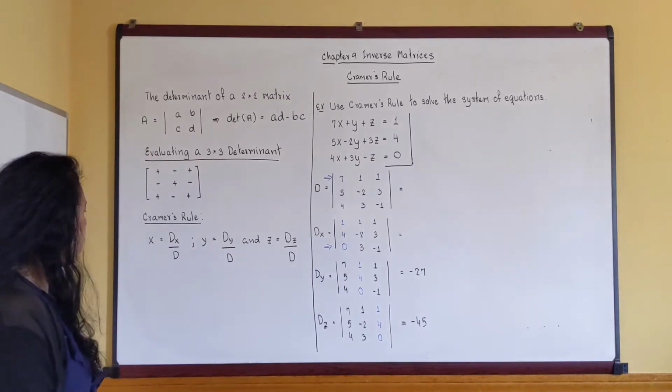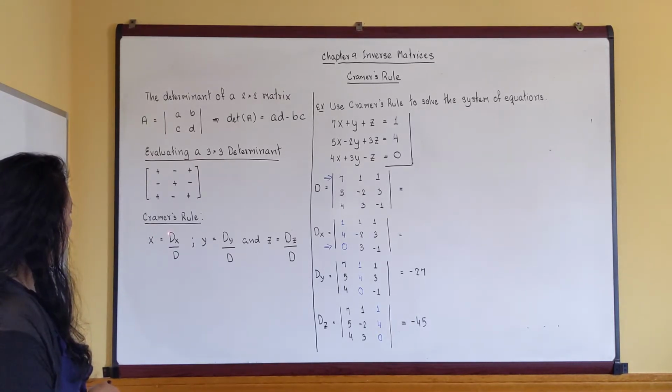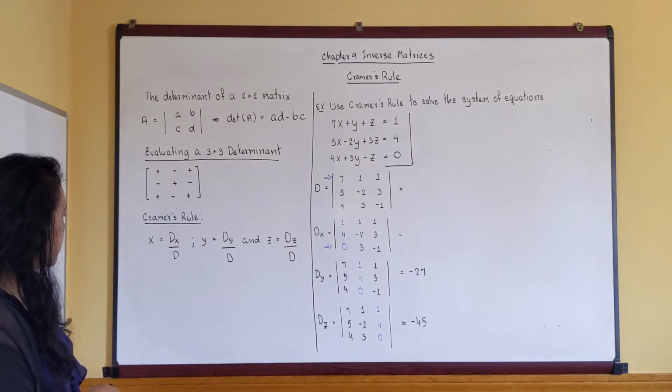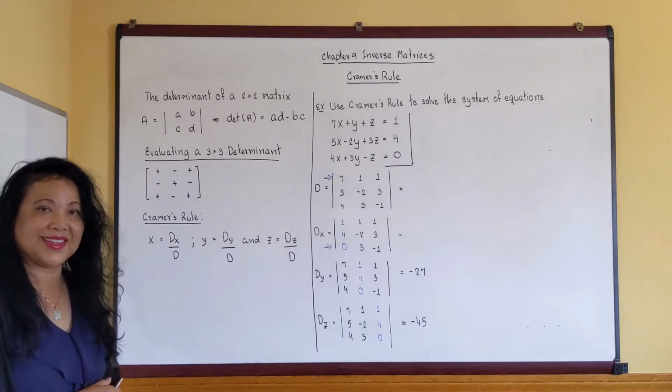Now Cramer's rule says to find the x, you have to find the D first. Make sure D is not equal to 0. If D equals 0, it's undefined.